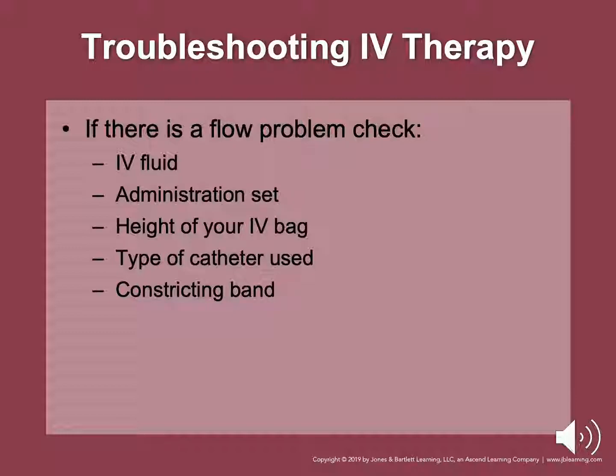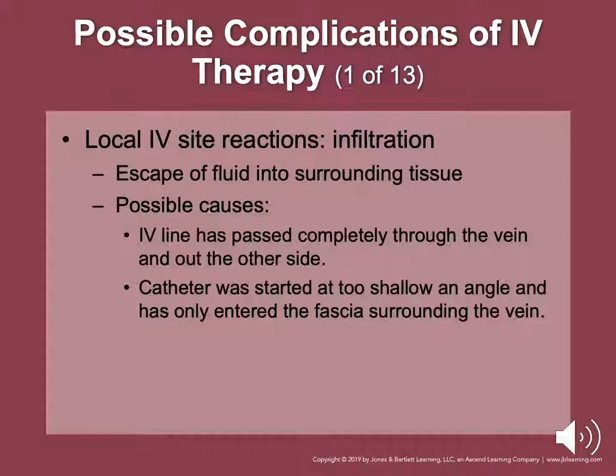Possible complications are local IV site reactions. Many reactions require you to discontinue the administration, reestablish an IV line in the opposite extremity, and document the event. Infiltration is fluid escaping into the surrounding tissue and not into the vein itself, causing a localized area of edema and discoloration. Sometimes the IV line was passed completely through the vein and out the other side, so you pretty much made two holes in the vein itself: the one you created to cannulate it, and then you went through it and made another one.